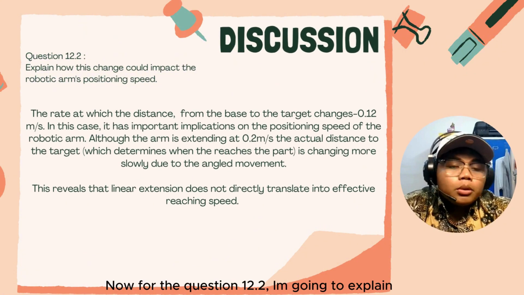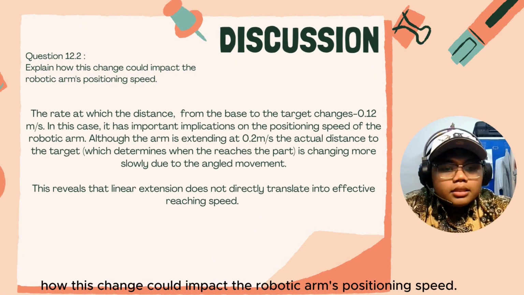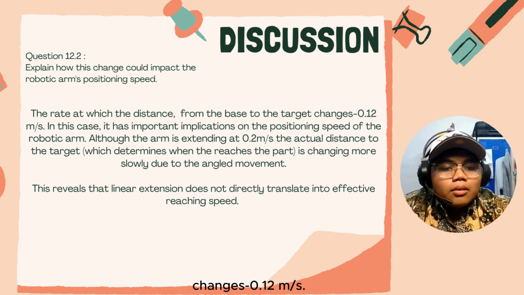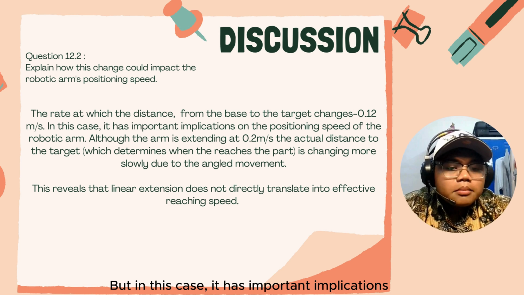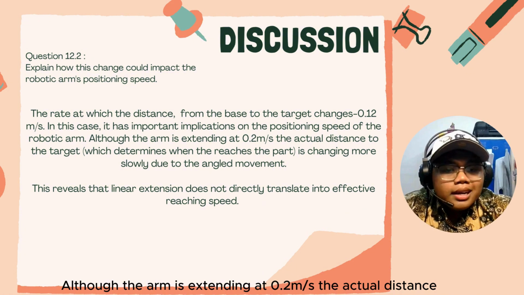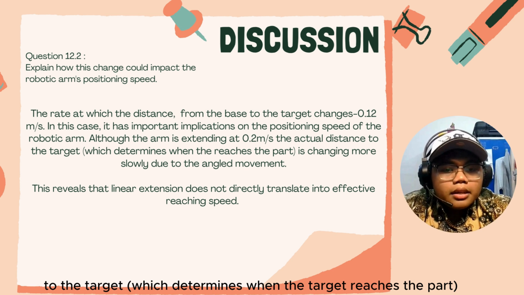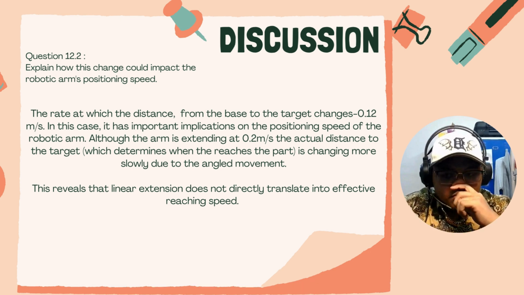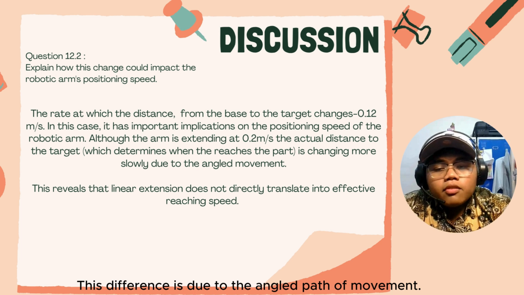Now for question 12.2, I'm going to explain how this change could impact the robotic arm's positioning speed. The rate at which the distance from the base to the target changes is only about 0.19 meters per second. But in this case, it has important implications for the positioning speed of the robotic arm. Although the arm is extending at 0.2 meters per second, the actual distance to the target, which determines when the arm reaches the part, is changing more slowly due to the angled movement.